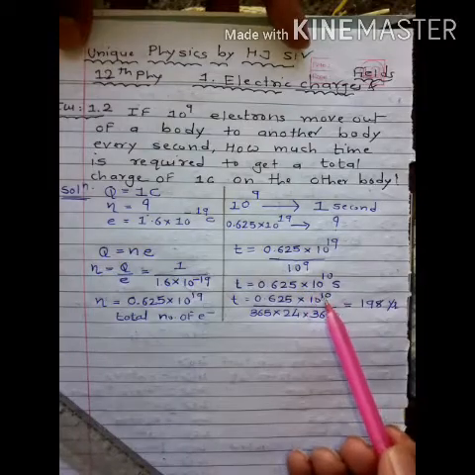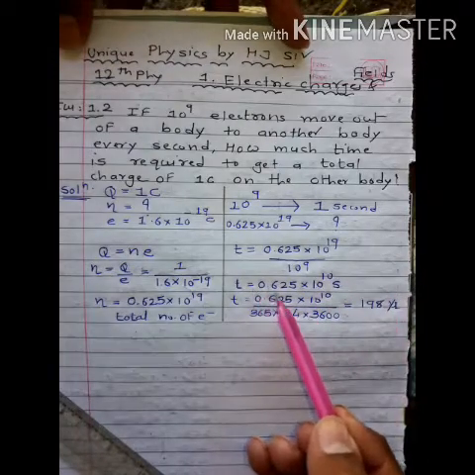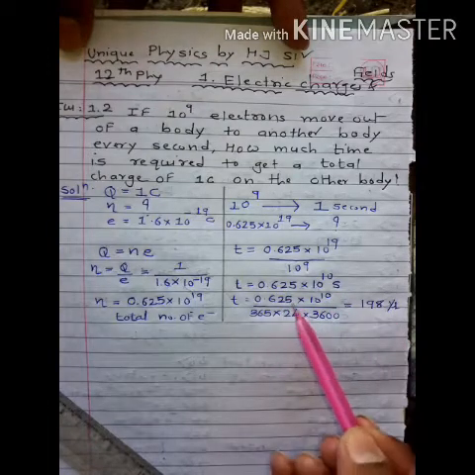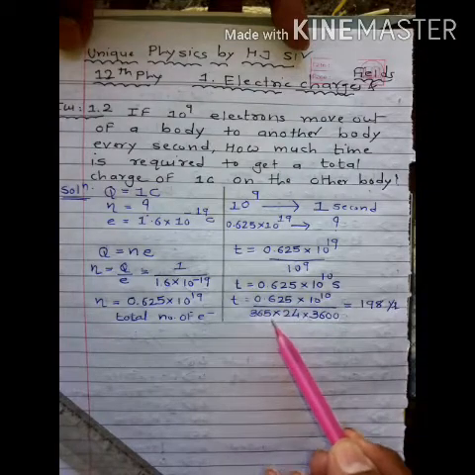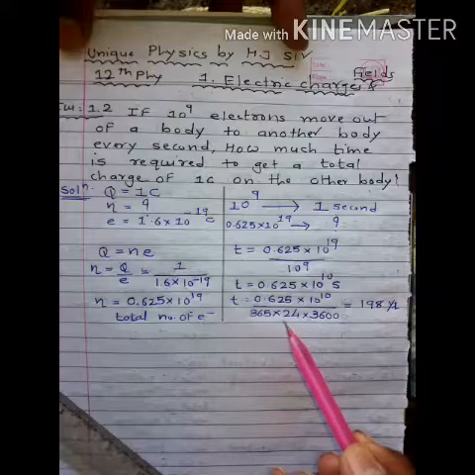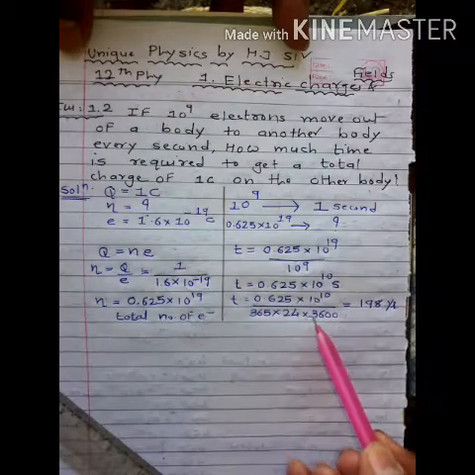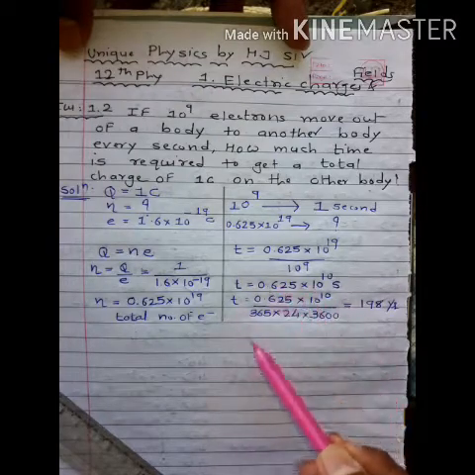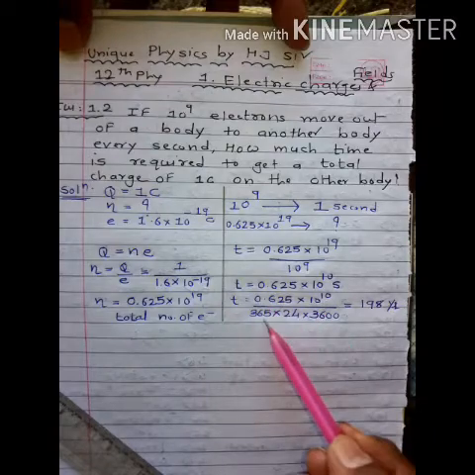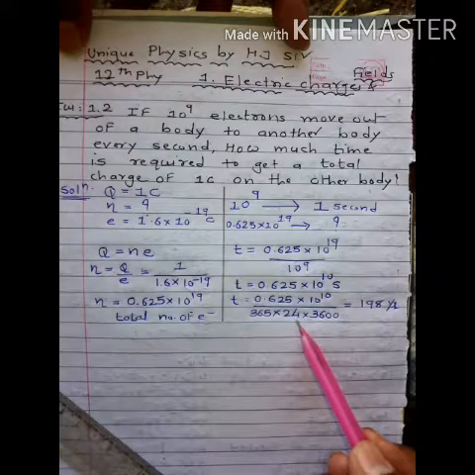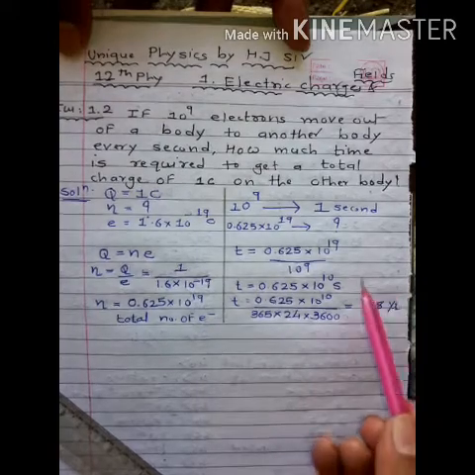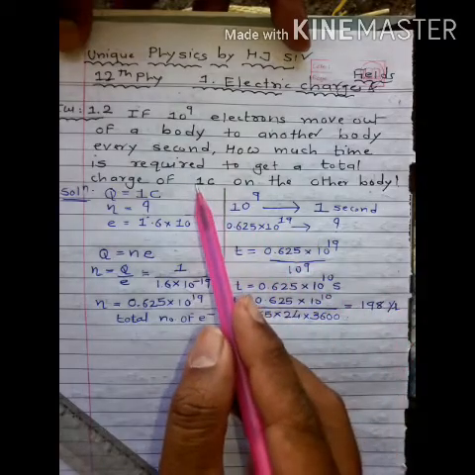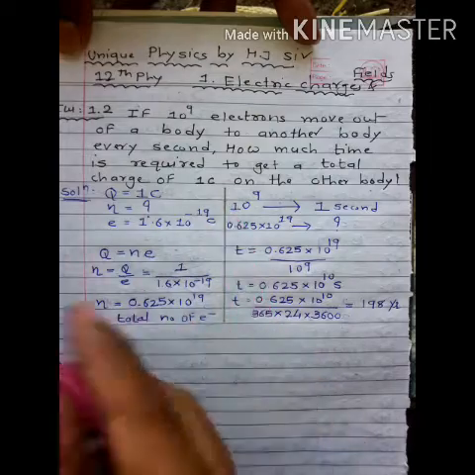Now suppose we want our answer in years. So total time is 0.625 into 10 raised to 10 seconds. We want this answer in years. So here we divide this number by 365, the total number of days in 1 year, into 24 into 3600. So try to solve this example: 0.625 into 10 raised to 10 divided by 365 into 24 into 3600. So your answer is 198 years. So within this time, the charge on another body becomes 1 coulomb. Thanks.